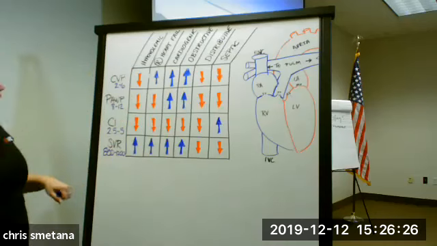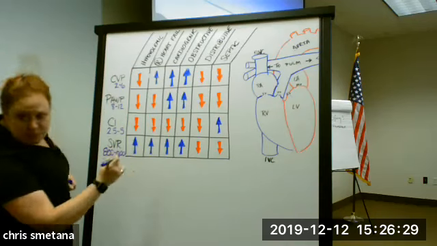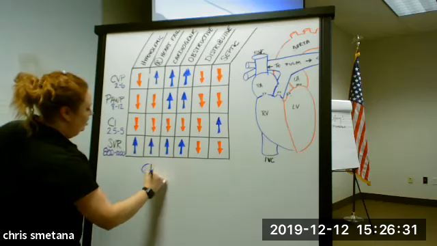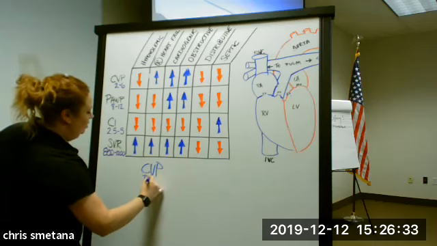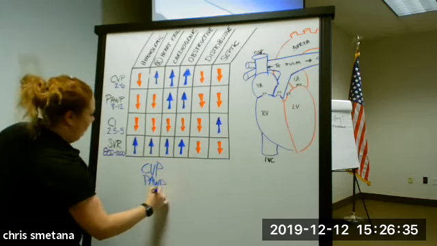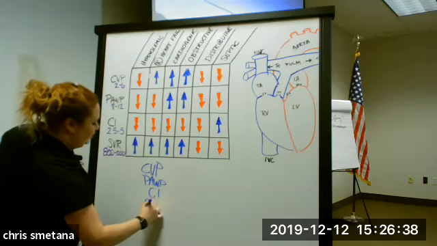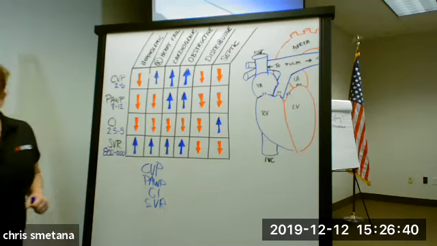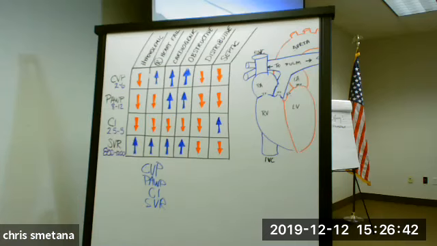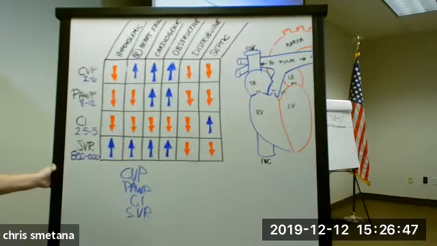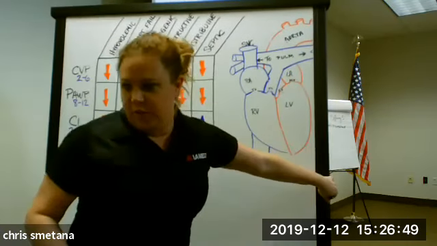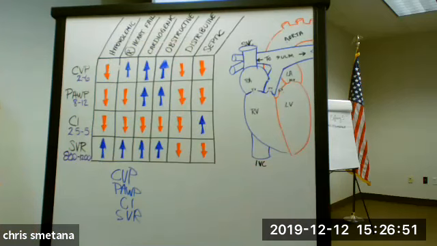Let me see if I can get this all on the board so you can see it. I'll do CVP, PAWP, cardiac index, my SVR. I'll move this forward just a little bit, so it's a little closer in view. Okay, so if I'm given a set of values, these are the 4 core values that I find to be the most helpful.